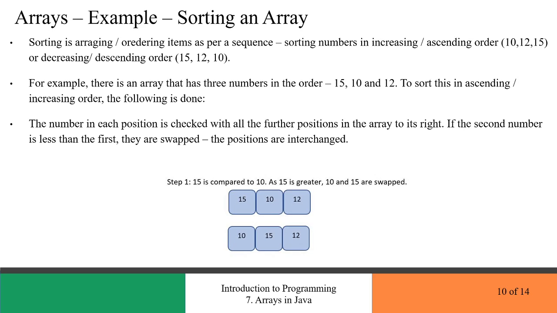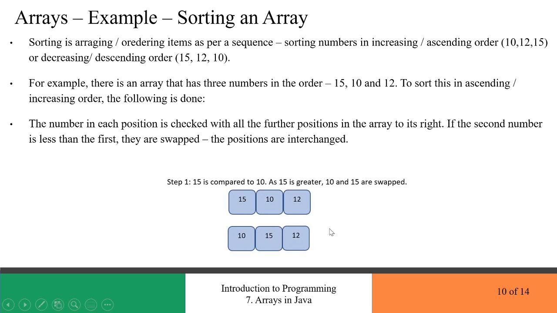Let us consider the example of the array 15, 10 and 12. To start with, the element at the first position, that is position 0, is compared to all of the elements to its right. Firstly, position 0 is compared to position 1, that is 15 is compared to 10. As 15 is greater, it should appear farther in the array. Thus, 15 and 10 are swapped. The array which was 15, 10, 12 now becomes 10, 15, 12. This is the first step.